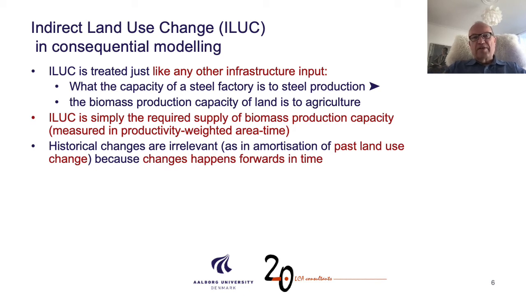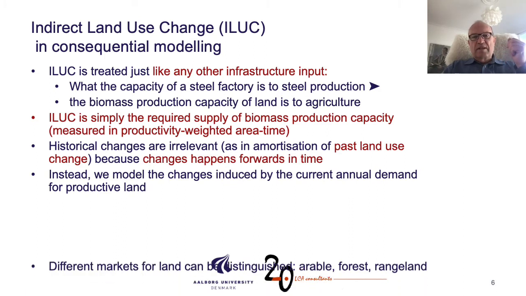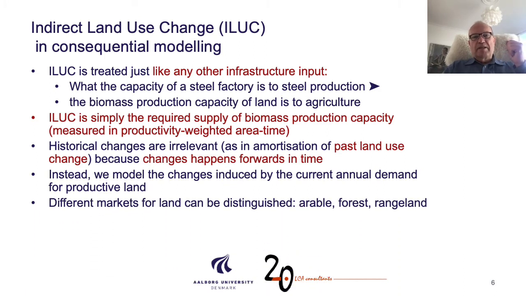Historical changes are irrelevant. What you often see in indirect land use modeling in attributional models is amortization of past land use change. While we are saying that changes happen forwards in time, and therefore our use of land right now induces future indirect land use change. So we model the changes that are induced by the current annual demand.